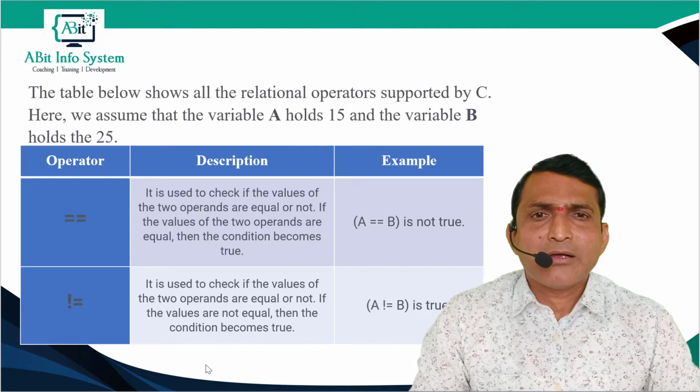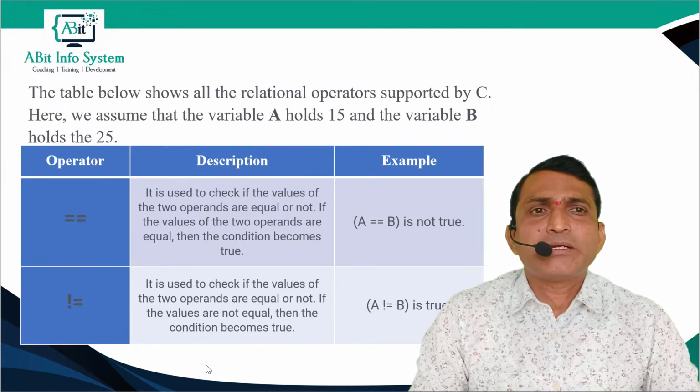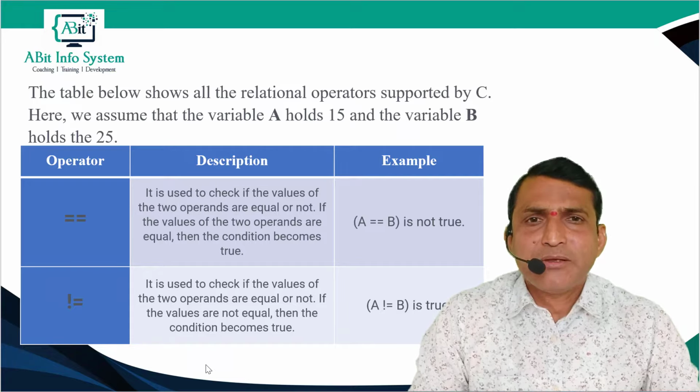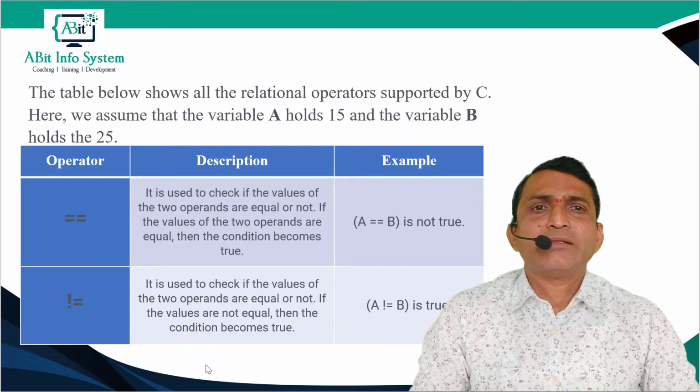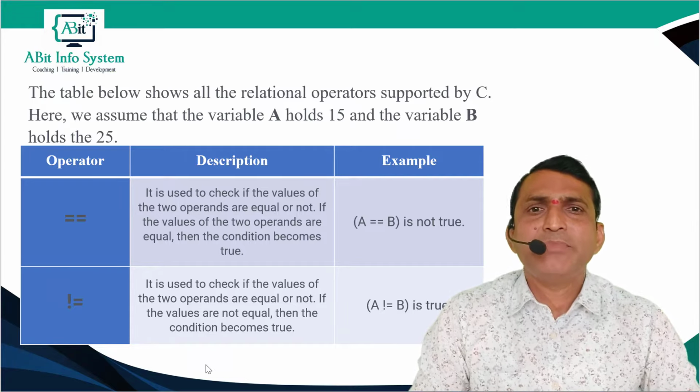In a looping statement, to stop the execution of the loop, we use this relational operator. There are 6 relational operators supported by C programming. The table below shows the relational operators. Here we assume that the variable A is 15 and B is 25.